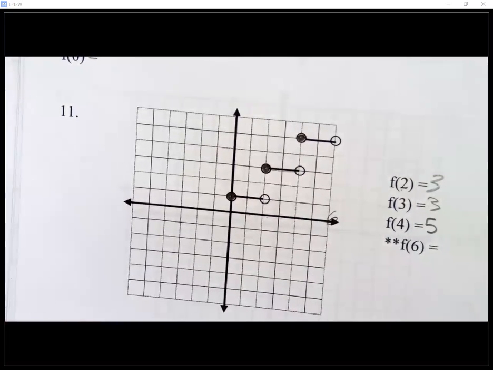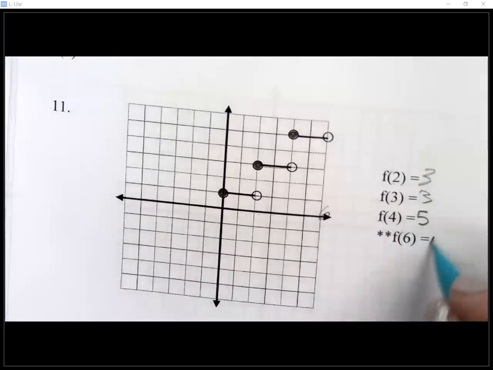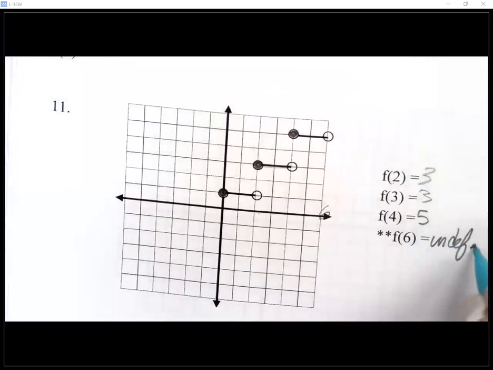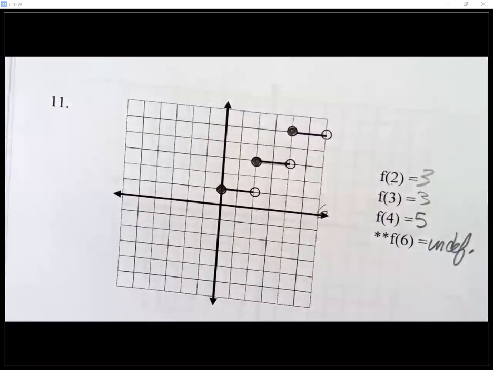No, it's the open circle, so it's nothing. So you'd have to write undefined, no value. So how do we feel about this part? That's doable? Okay, we're going to step it up a little notch.